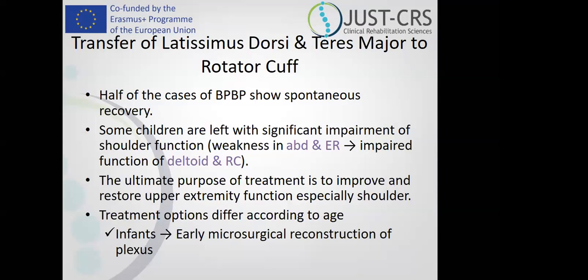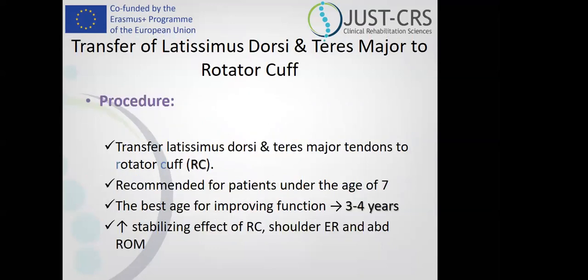Treatment options differ according to age. In infants, for example, the early microsurgical reconstruction of the plexus is recommended. The surgery is a transfer of the latissimus dorsi and teres major tendons into the rotator cuff. This is recommended for patients under the age of 7, with the best age being 3 to 4 years. The target is to increase the stabilizing effect of the rotator cuff, which are shoulder external rotation and abduction range of motion.